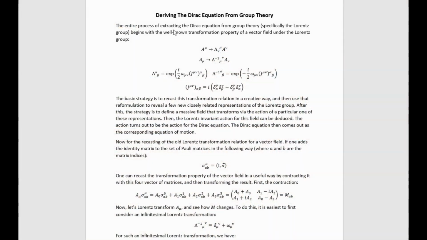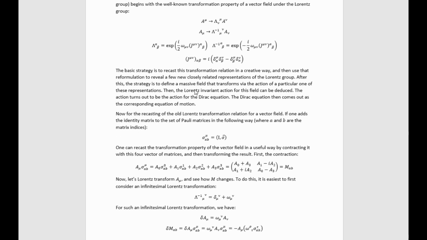The entire process of extracting the Dirac equation from group theory, specifically the Lorentz group, begins with the well-known transformation property of a vector field under the Lorentz group. The vector transformations are given here in terms of these lambda tensors, which are equal to natural exponentials of quantities proportional to group parameters contracted with generators. These are the generators of this particular representation.